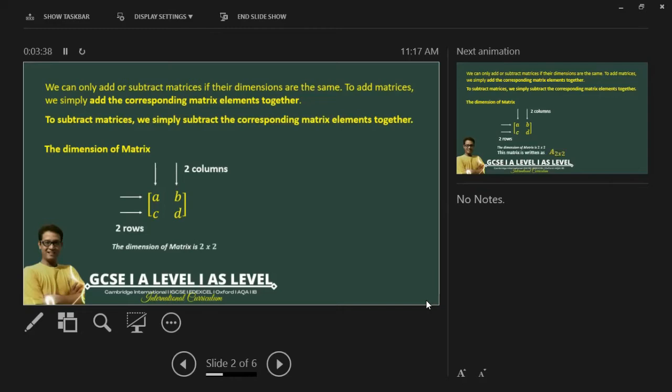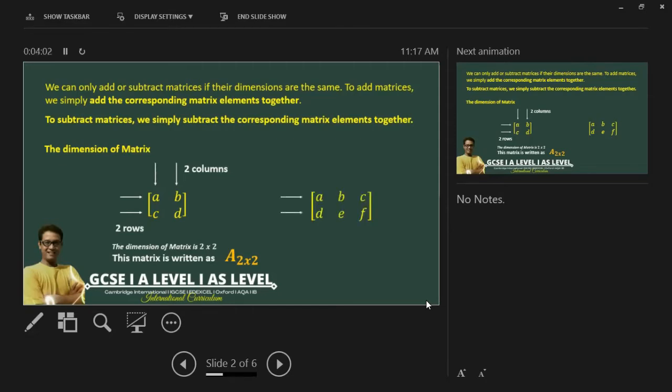So the dimension of the matrix is 2 times 2. This matrix is written as A 2 times 2. What does it mean? Two rows and two columns. Clear? Now we go to the next example.